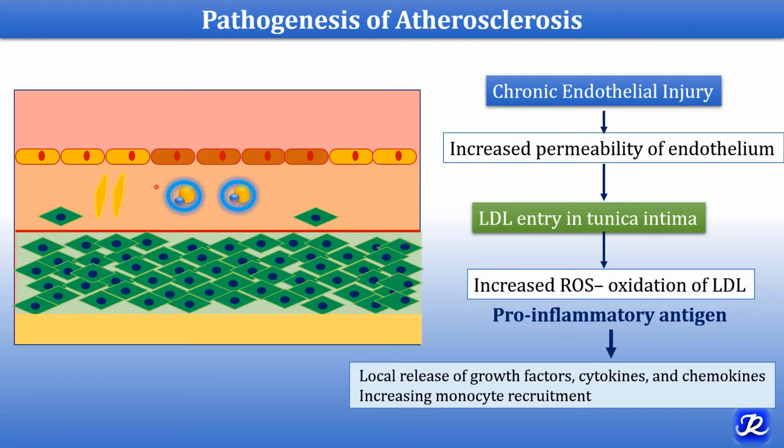So we have seen two major events in the pathogenesis of atherosclerosis. The first event is endothelial injury, and second event is accumulation of oxidized LDL and cholesterol crystals in the vessel wall.